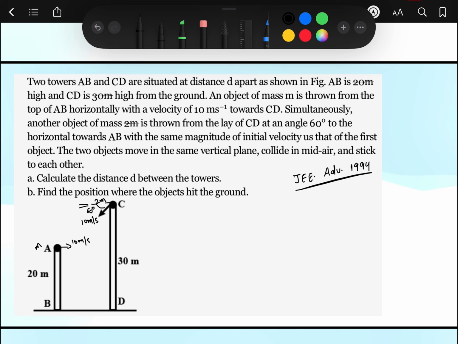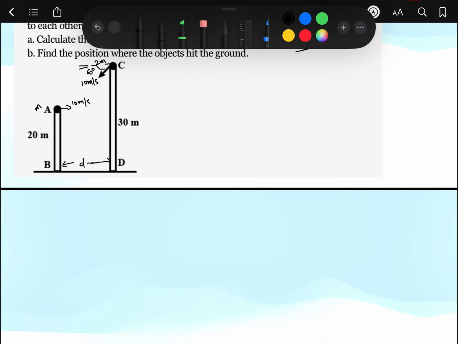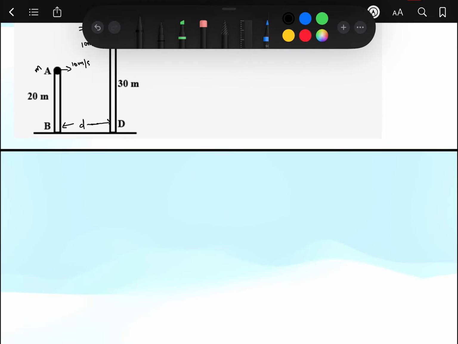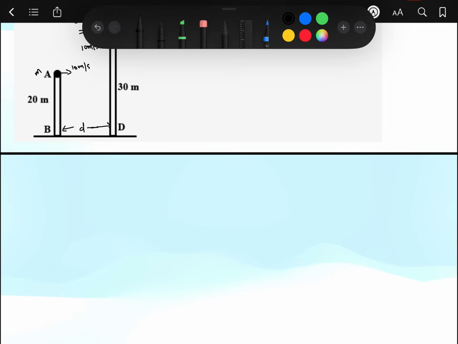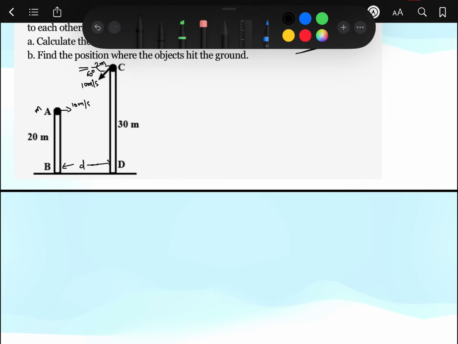The two objects move in the same vertical plane, collide in mid-air and stick to each other. First we have to calculate the distance D between the two towers. Let us suppose this is the distance D. Here we can directly use the concept of relative velocity. I will be directly writing the relative velocity concept here.